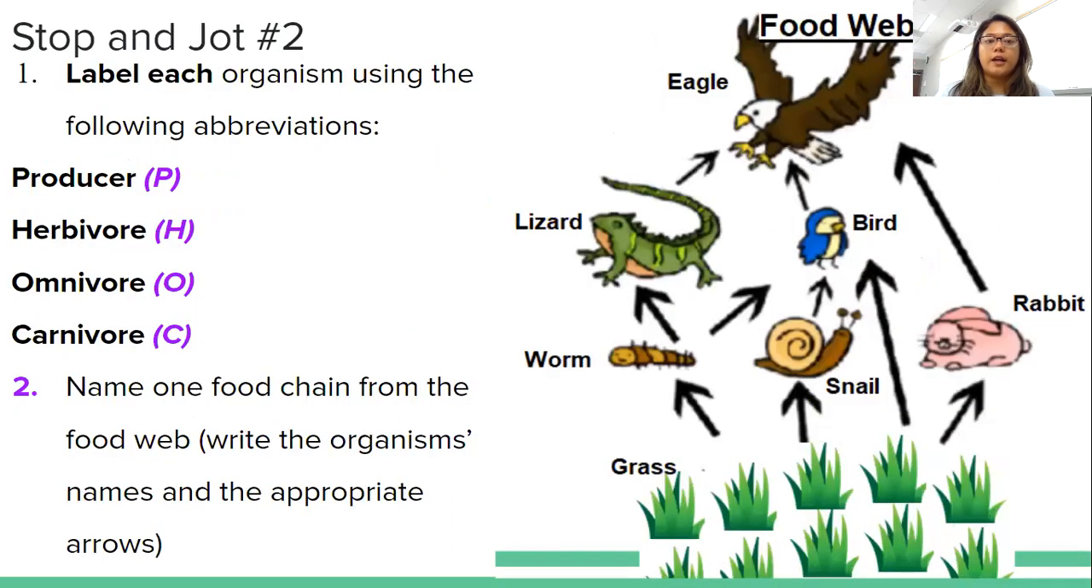So I need you to go ahead and answer the Stop and Jot question. For each organism that's there, I want you to tell me, is it a producer, an herbivore, an omnivore, or a carnivore? So tell me all the producers, list down all the herbivores, all the omnivores, and all the carnivores. And then the next thing that I need you to do is name one food chain from the food web.